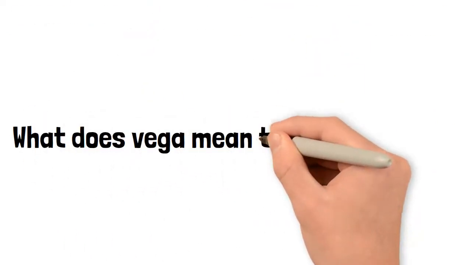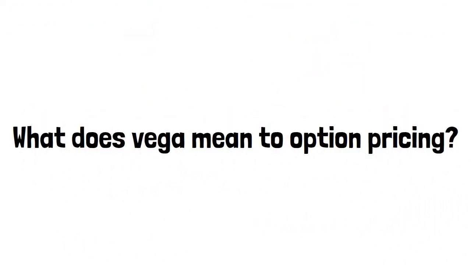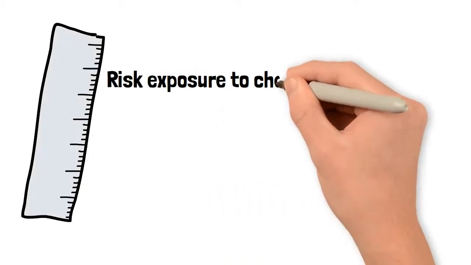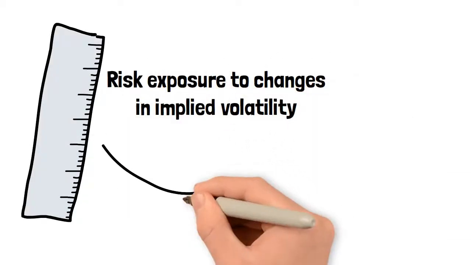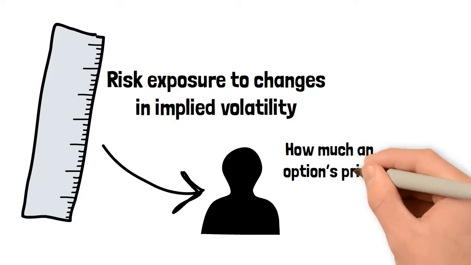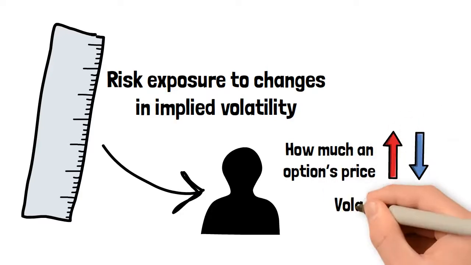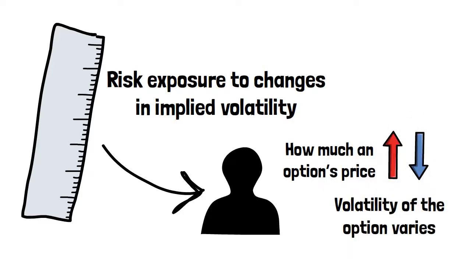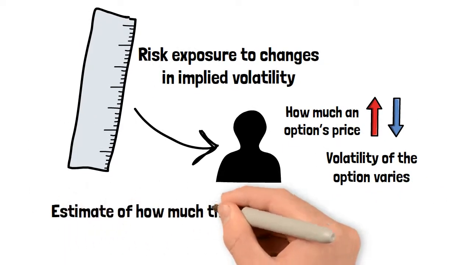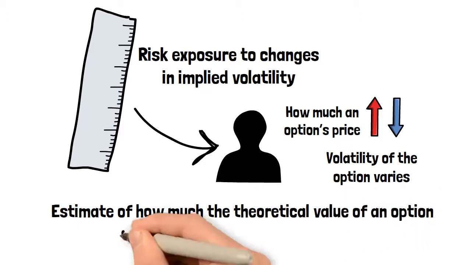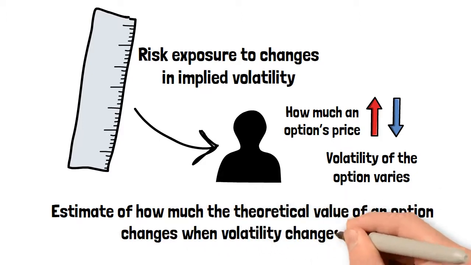What does Vega mean to option pricing? Vega measures risk exposure to changes in implied volatility and tells traders how much an option's price will rise or fall as the volatility of the option varies. Put another way, Vega is an estimate of how much the theoretical value of an option changes when volatility changes 1%.